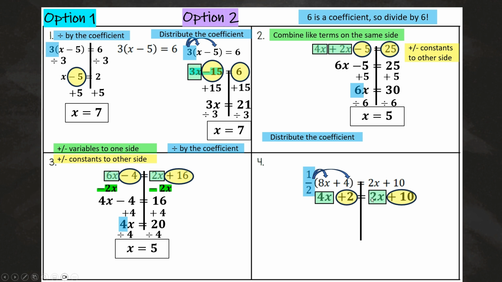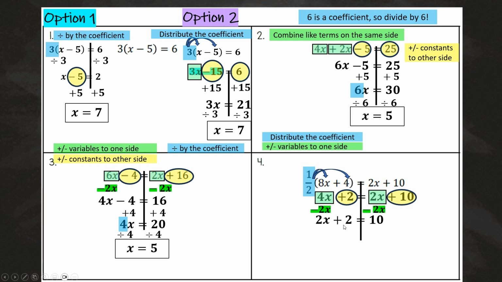I have 4x and I have 2x, so I'm going to move this 2x over here to the left by adding or subtracting the variable 2x. So I'm going to subtract 2x from both sides, and I'm left with 2x plus 2 is equal to 10.